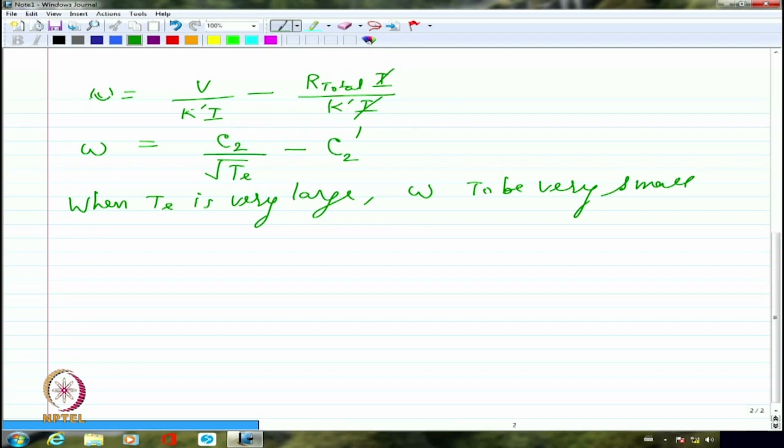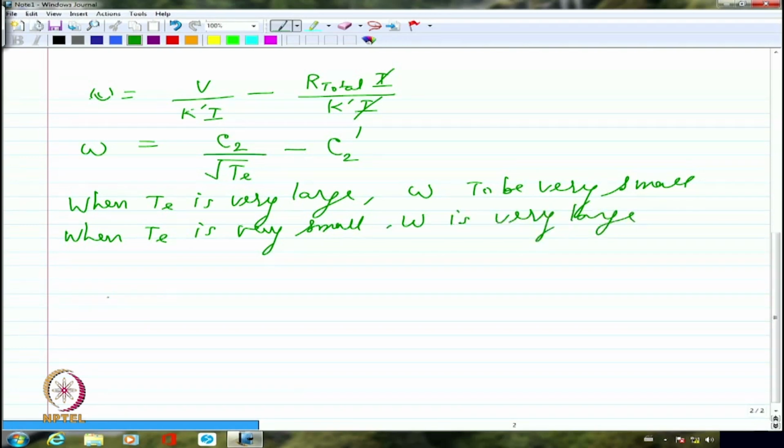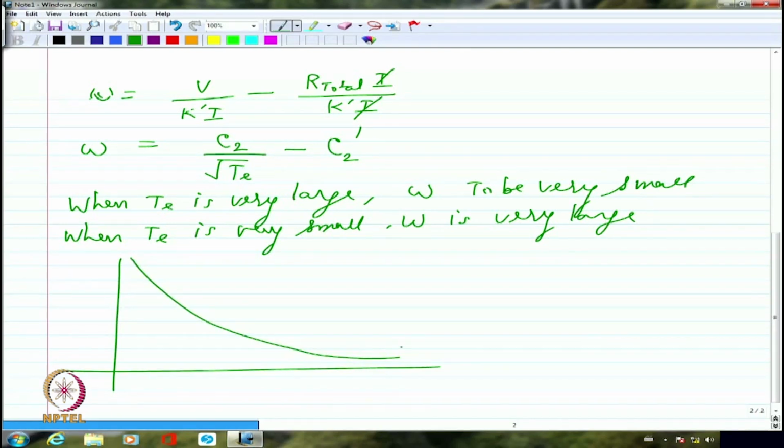Similarly, if I try to look at when TE is very small, omega is very, very large. So, it is like a characteristic somewhat like this. It is almost asymptotic in both the directions. So, if I say this is omega, and this is torque.